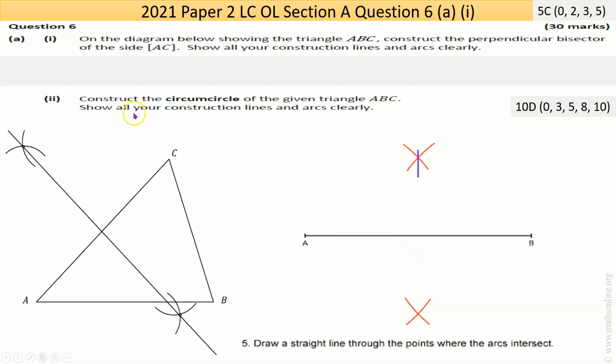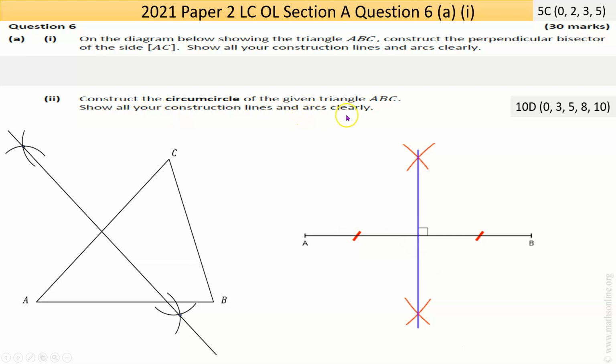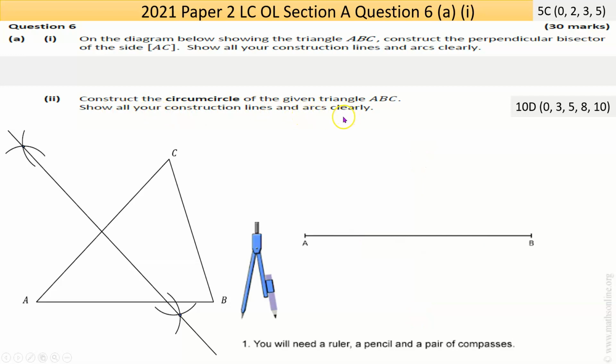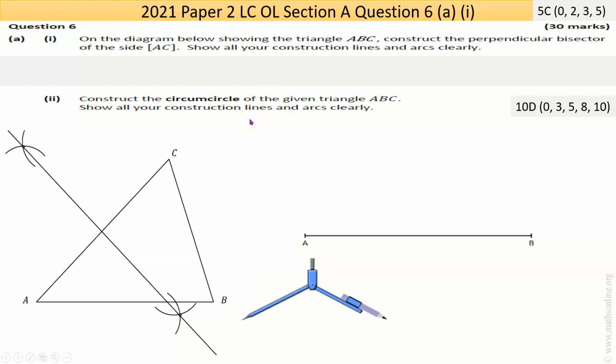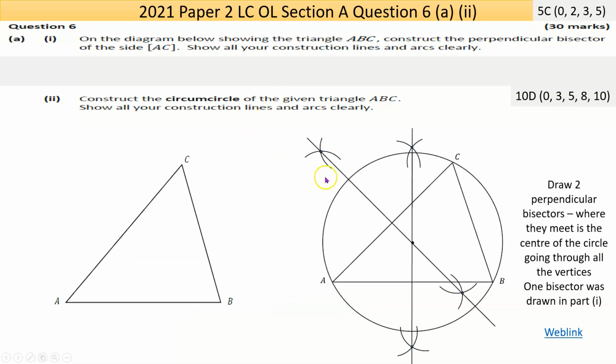Now part 2, I'm going to go to the next page, to the construction here. It says construct the circumcircle. That's a circle going around touching all 3 points of the actual triangle itself. And as always, show all your construction lines and arcs clearly. Sometimes people rub out the markings they make to try and make it look neater. I think that's something from technical graphics, because that's something you would do in that subject. But the markings are sometimes what get you the marks.